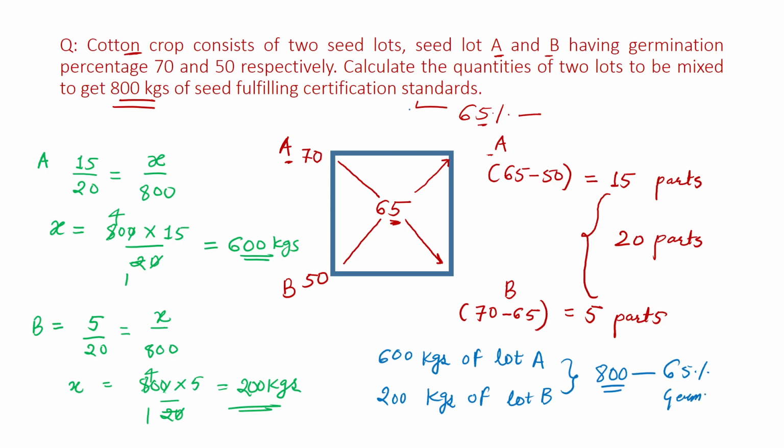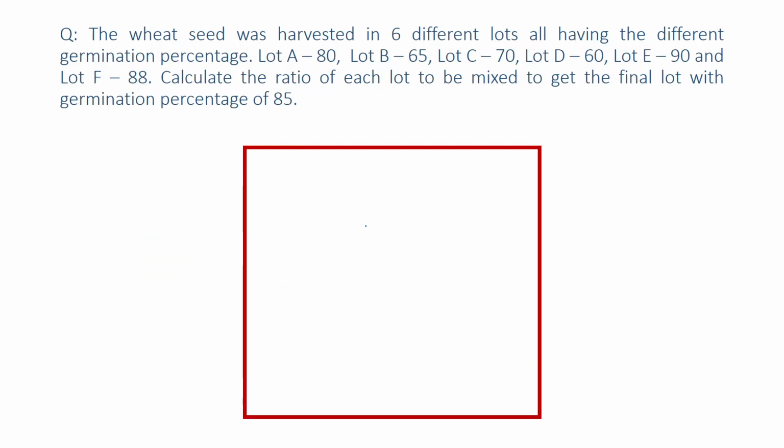Now this we have seen when we have the two seed lots. What if they ask for the multiple seed lots? So let us now solve another example. Read the question over here also. The wheat seed was harvested in 6 different seed lots. Germination percentage for those seed lots are given here. Calculate the ratio of each lot to be mixed to get the final lot with germination percentage of 85. So here our resultant is 85, that is our target number. So we will write it here in the center of the square.